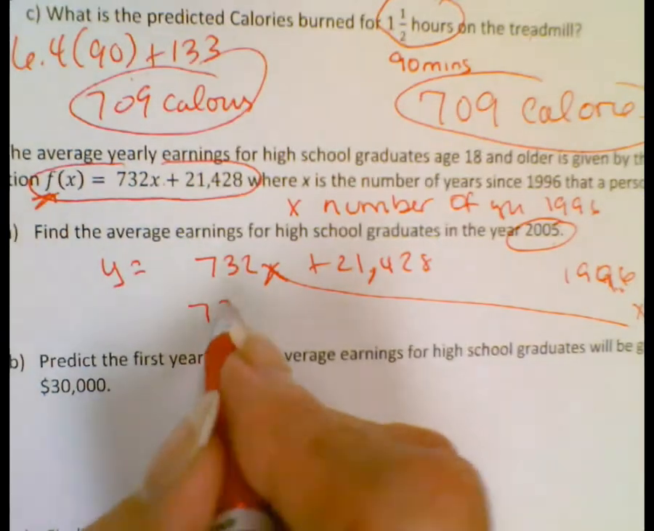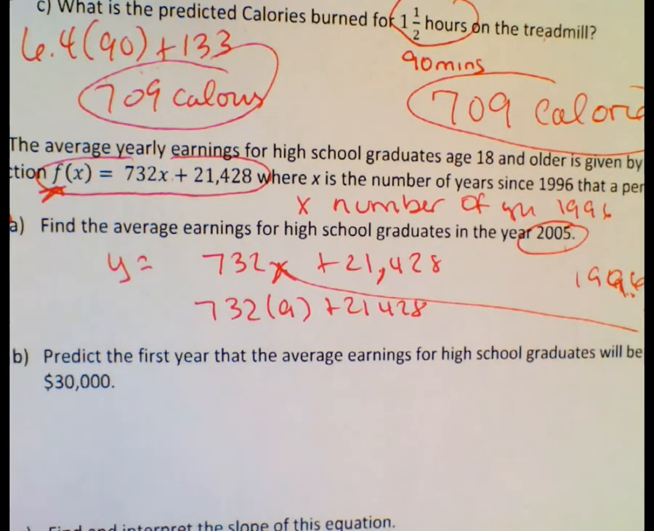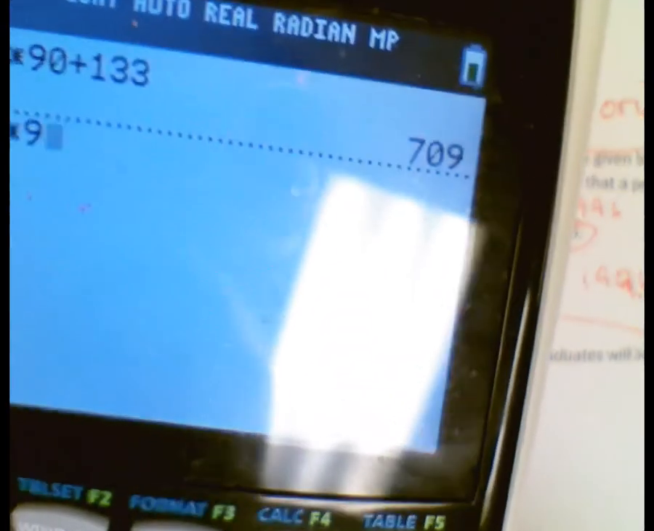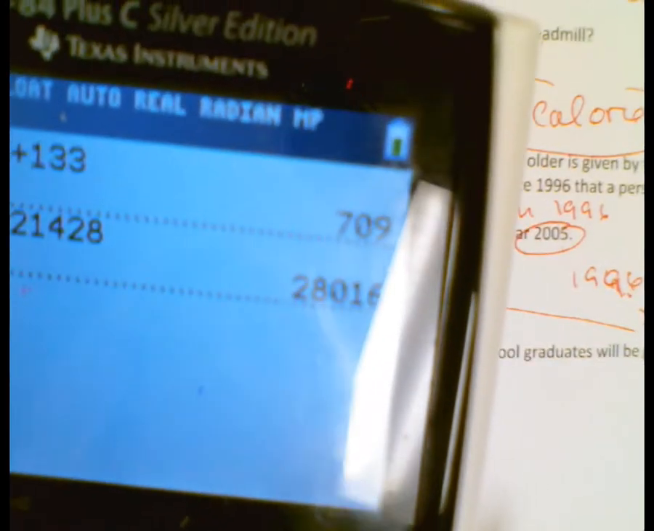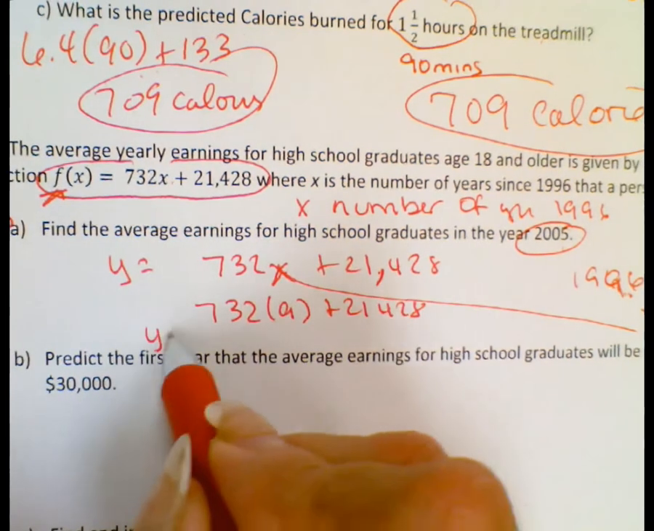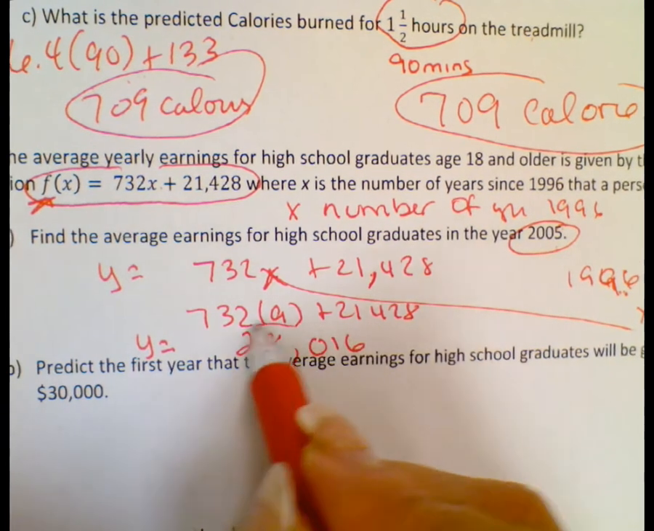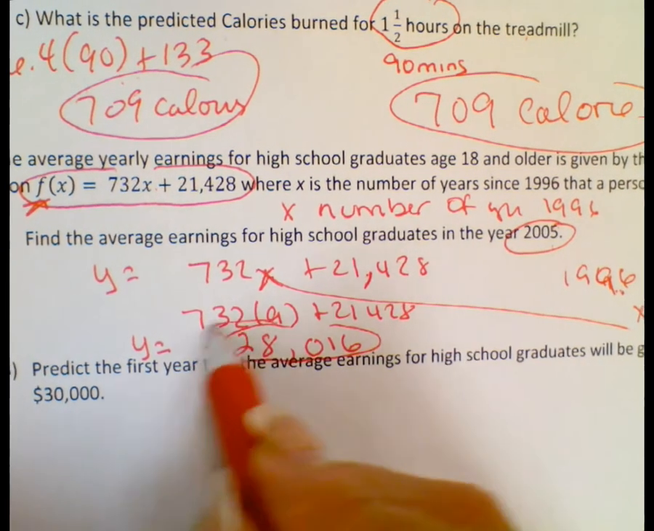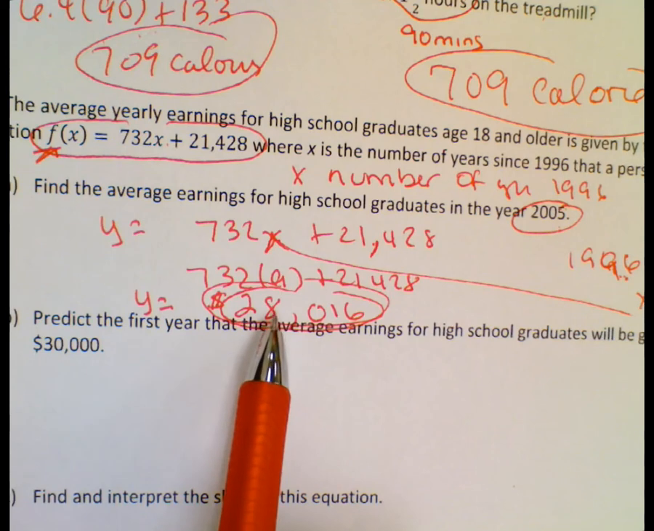So you're going to go 732 times 9 plus 21,428. So it's 732 times 9 years plus the 21,428. So that means in 2005, 9 years after you graduate, the average salary for a high school graduate is about $28,000 a year. Okay, that's not a whole lot actually. After 9 years, that's why they tell you to go to college, because for a college graduate, that number is going to be about 65,000, maybe 70,000.